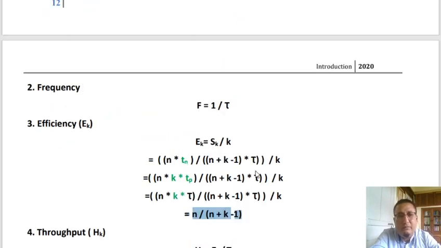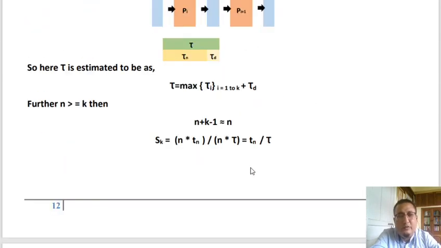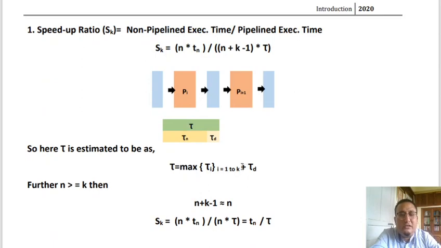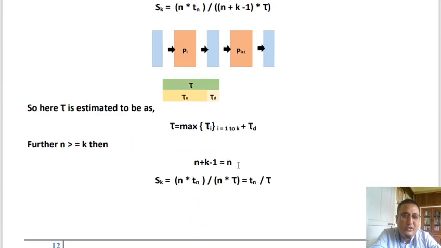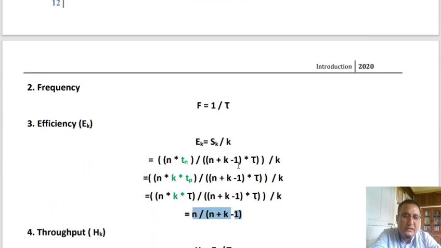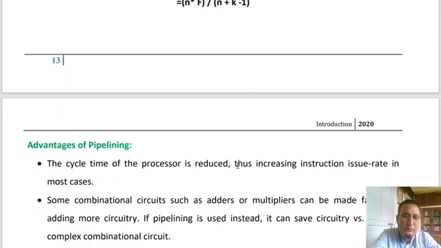So these are the four important attributes that we need to discuss whenever we are discussing pipelining architecture, right? That is speed up ratio, then frequency, then efficiency, and then followed by throughput.